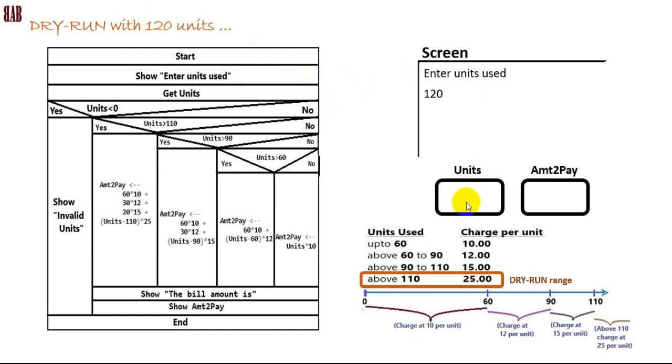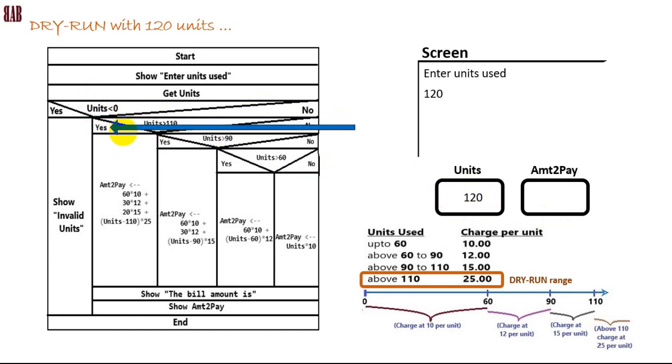So when you type 120, units will take that, and then you go to the first condition. Is it less than 0? No. 120 units is not. Is units less than 0? No, right? So you come to the no side. Then in the no side, there is another condition to check, which is units greater than 110? Is this greater than 110? Yes, right? Units is 120. So is it greater than 110? Yes. So we go to the yes side.